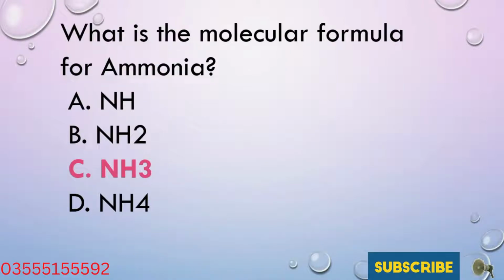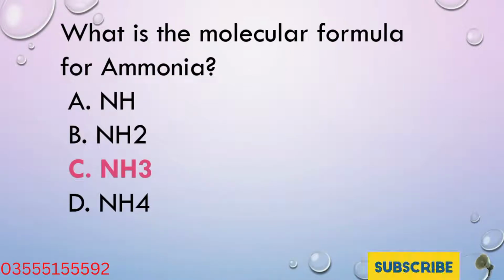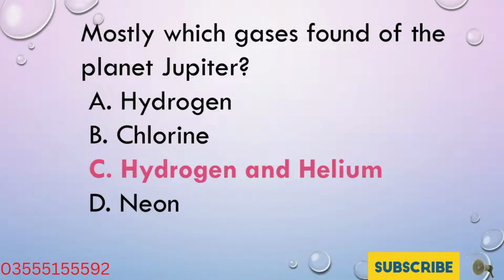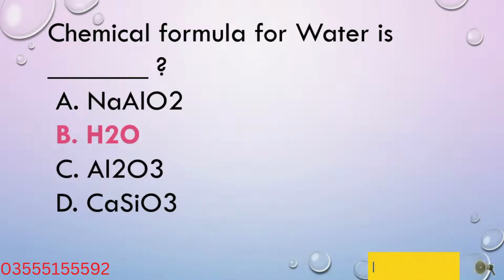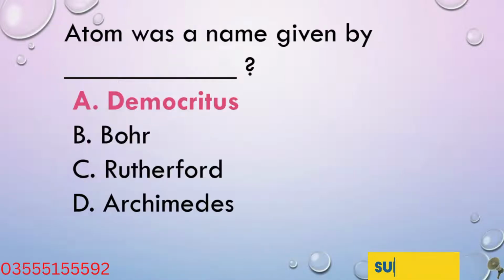What is the molecular formula for ammonia? NH3. Mostly which gases are found on the planet Jupiter? Hydrogen and helium. The chemical formula for water is H2O. Atom was a name given by Democritus.